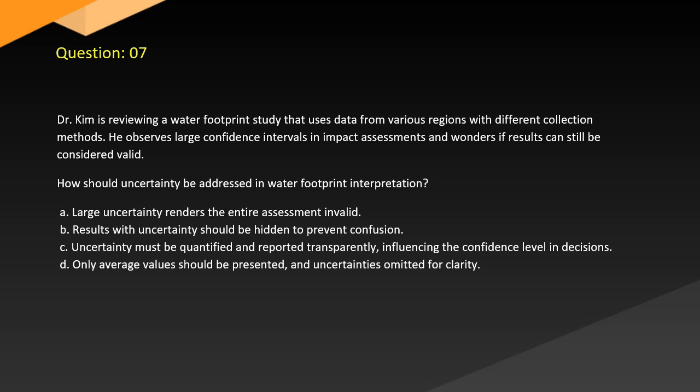Question 7. Opticim is reviewing a water footprint study that uses data from various regions with different collection methods. He observes large confidence intervals in impact assessments and wonders if results can still be considered valid. How should uncertainty be addressed in water footprint interpretation? A. Large uncertainty renders the entire assessment invalid. B. Results with uncertainty should be hidden to prevent confusion. C. Uncertainty must be quantified and reported transparently, influencing the confidence level in decisions. D. Only average values should be presented and uncertainties omitted for clarity.